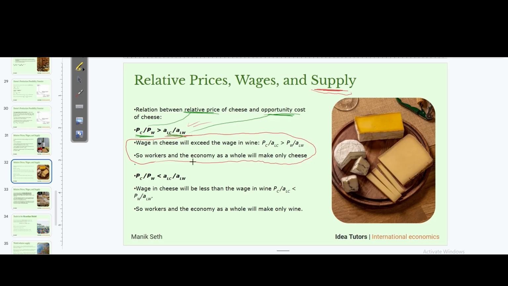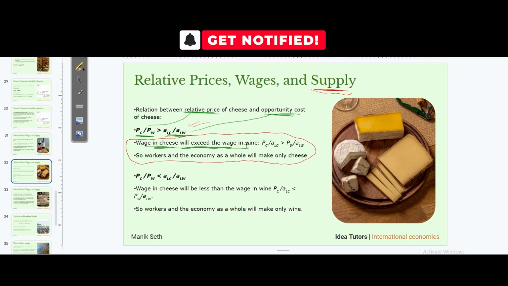Then relative prices, PC by PW, the ratio of the prices. Now, PC by PW is the relative price of cheese as compared to wine, and I'll just call it the relative price of cheese. So, if the relative price of cheese is more than the opportunity cost, then the wage in cheese will exceed the wage in wine. The wages in cheese will be more than that in wine.